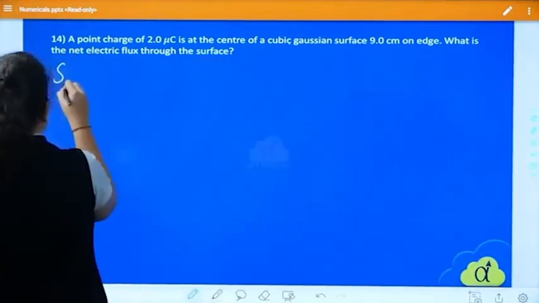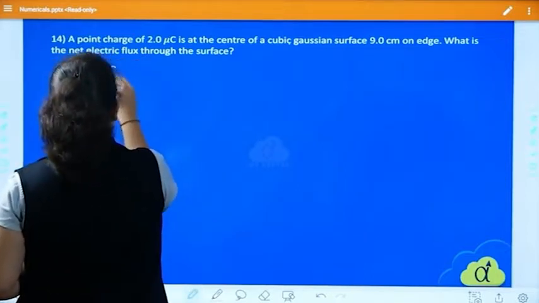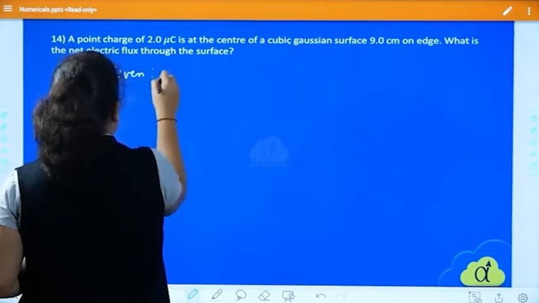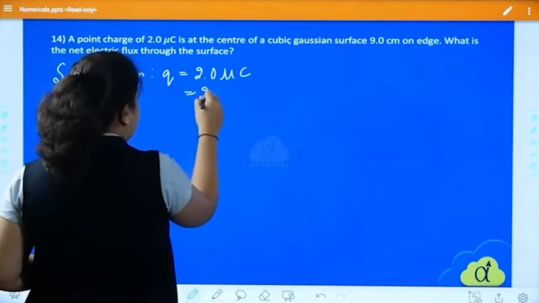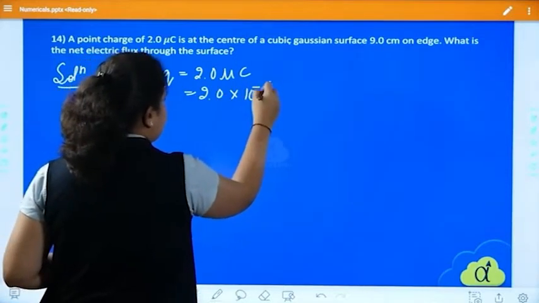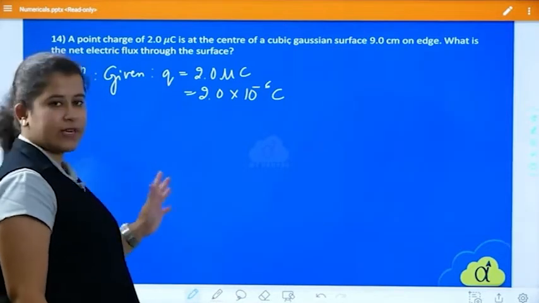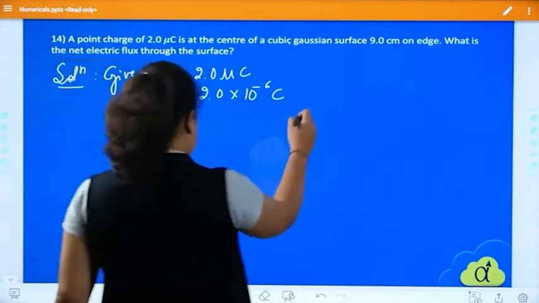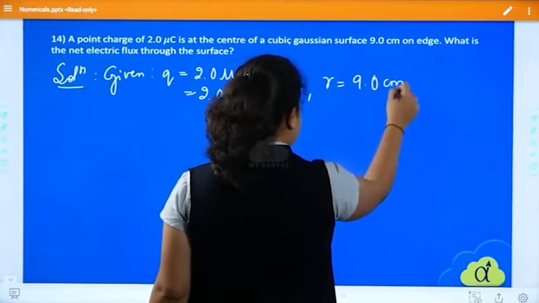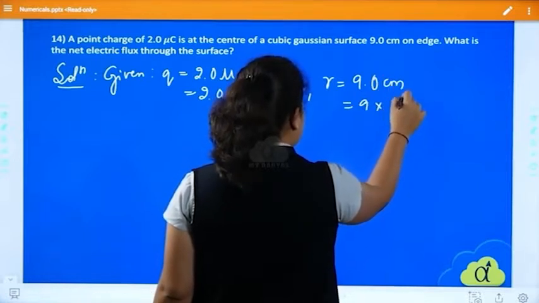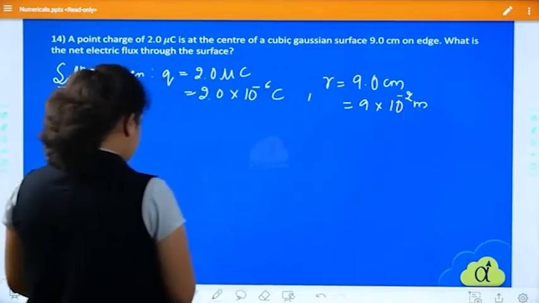So the solution: first write down what they have given us. The charge Q is equal to 2.0 microcoulomb, or 2.0 into 10 raised to minus 6 coulomb. And next, they have given us the length, or R, 9.0 centimeter, or 9 into 10 raised to minus 2 meters. That is how it is given.